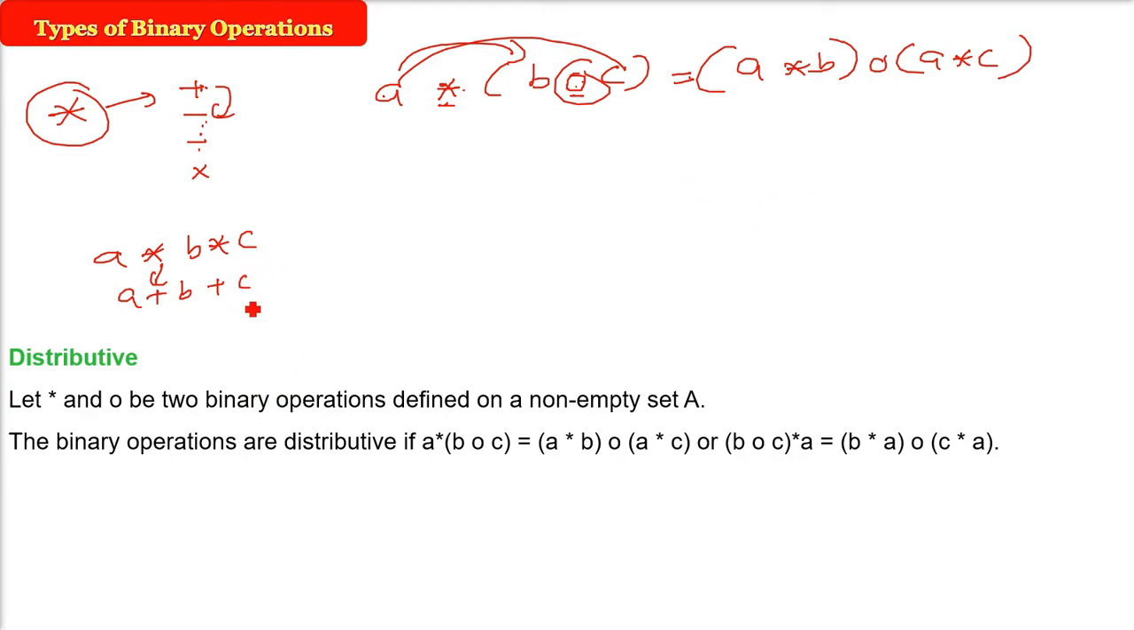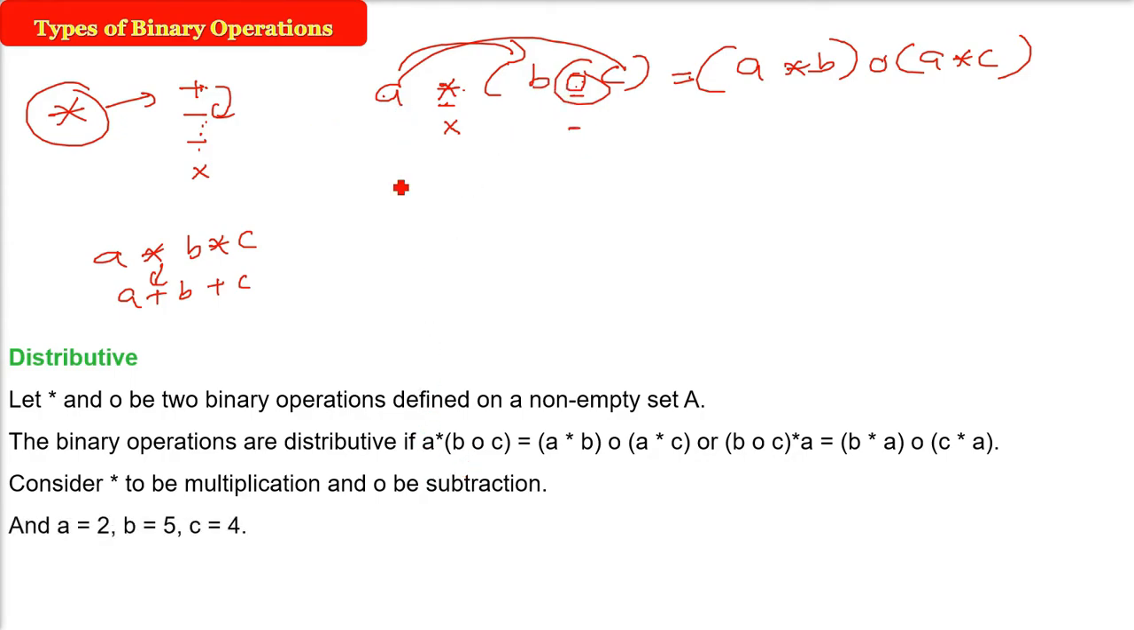Let us take an example also. Let us consider the star is multiplication and O is subtraction. Remember, we have to take two separate symbols in order to represent two separate actual operations. So A we are taking as 2, B as 5, and C as 4. So 2 into 5 minus 4. We'll try to find out this value, and also on the right hand side it will be A, that is 2. Let us take the value directly.